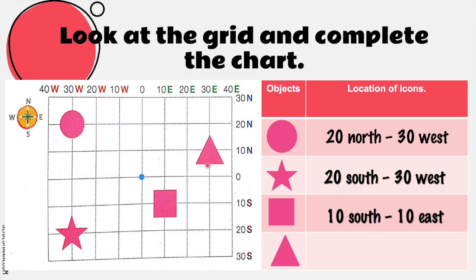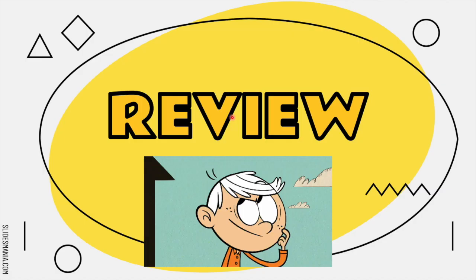And let's do the last one. This triangle, where is it? Excellent. So the triangle is 10 north and 30 east. Very good job. So let's review.